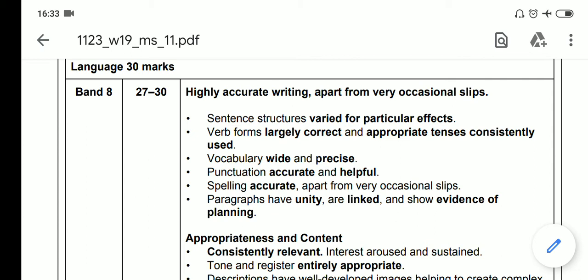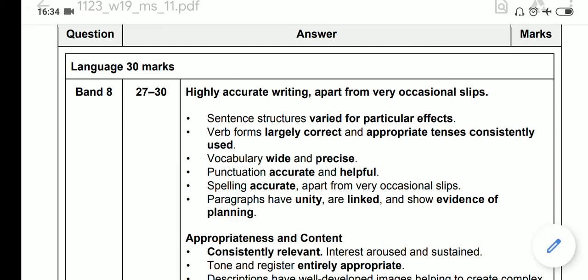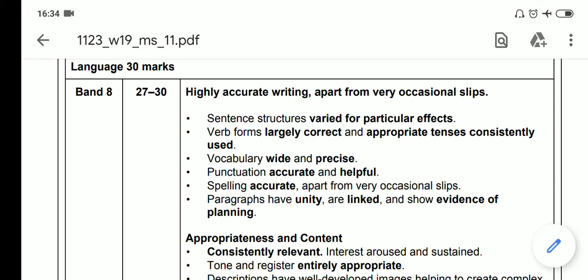And the description of this is that sentence structure varied for particular effects. Some sentences are simple sentences, some sentences are compound sentences, some sentences are complex sentences, depending on the number of clauses that a sentence contains. So the sentence structure should be varied. It should not be that all sentences are simple sentences, or all sentences are compound sentences, or all the sentences are complex sentences. There should be a variation to give the particular effect that is intended, and I am talking about narrative, remember.